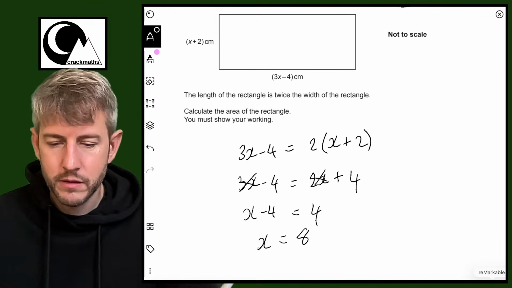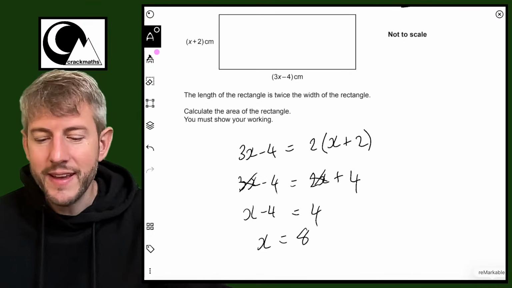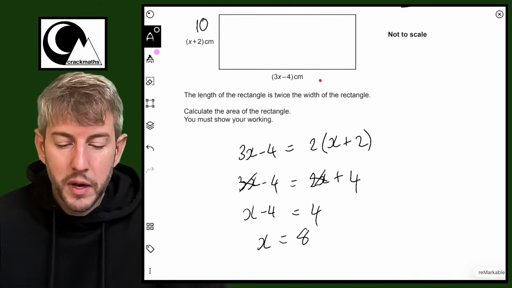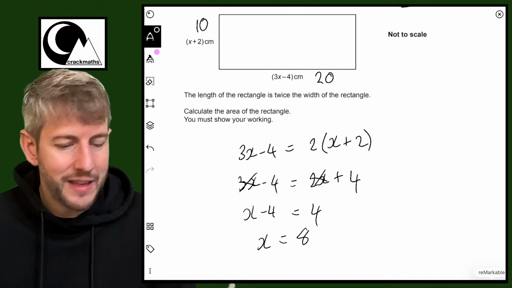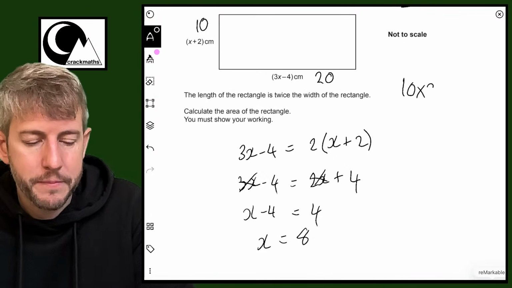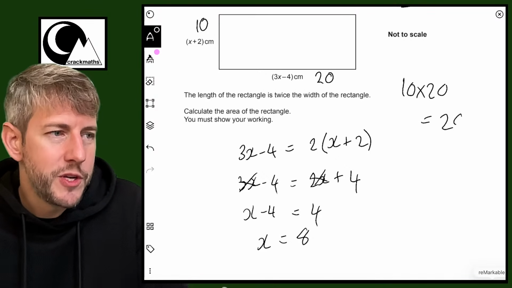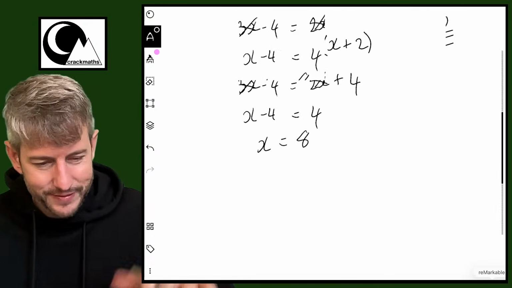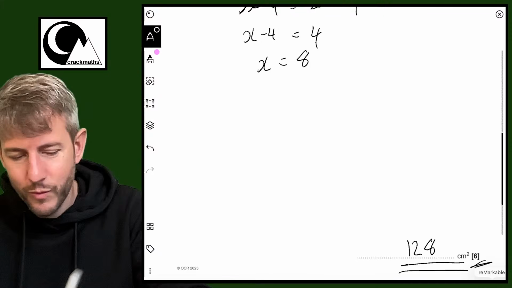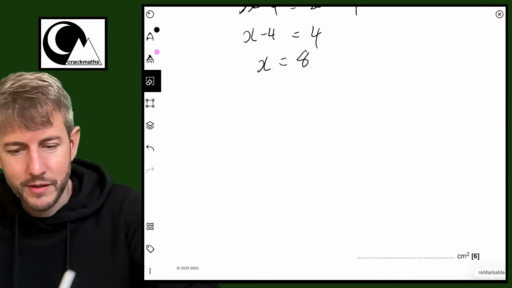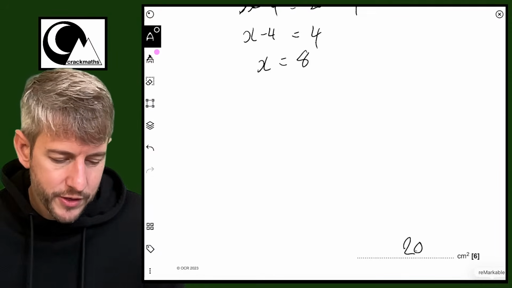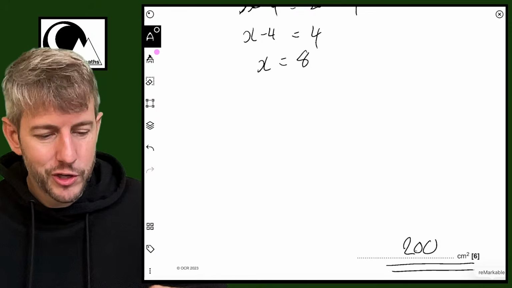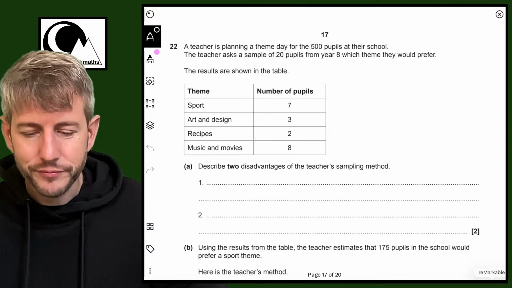Okay. So then if x equals 8, that means that this side is actually 10. And then this side is twice that, which is 20. And then I can do 10 times 20, which equals 200. Okay, and that gives us the correct answer. There we go. So I'll rewrite that down there. So that's 200 centimeters squared. Right. Let's have a look at the next one.